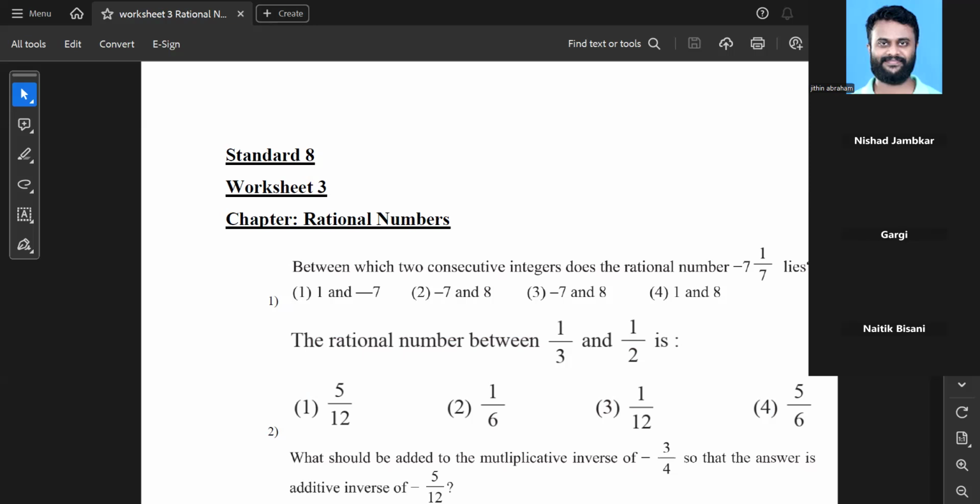In today's class, we are going to start with the worksheet, my dear children. So first problem from the worksheet. Let's see what that is. Between which two consecutive integers does the rational number -7 and 1/7 lie? So that is the question. First of all, I'll give you a couple of seconds to think and give me your answer only in the chat box.